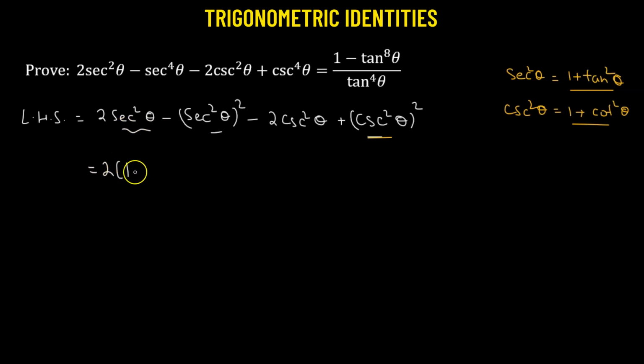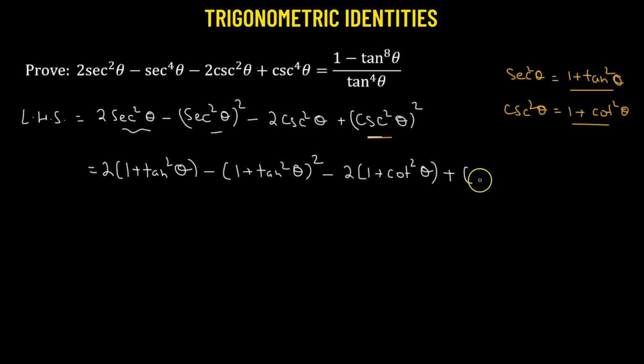So we have 2 multiplied by 1 plus tangent squared theta, minus 1 plus tangent squared theta whole squared, minus 2 times cosecant squared theta, so that's 1 plus cotangent squared theta, plus cosecant squared theta, so that is 1 plus cotangent squared theta whole squared, which will be equal to 2 plus 2 times tangent squared theta minus 1 plus tangent squared theta whole squared.